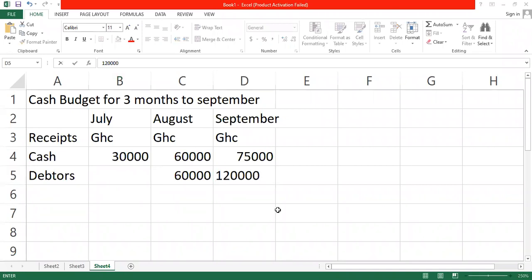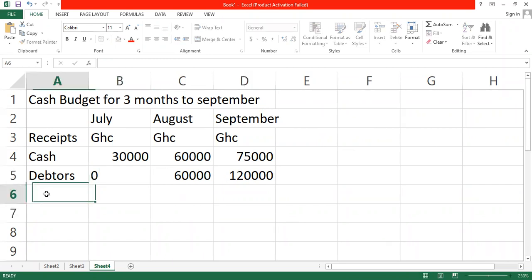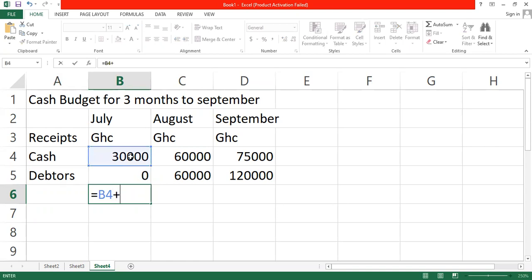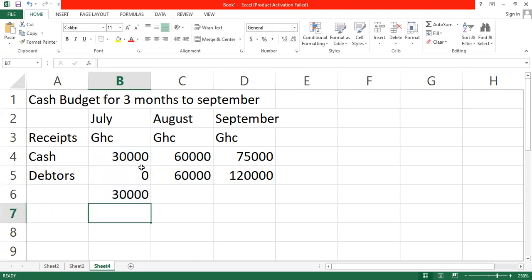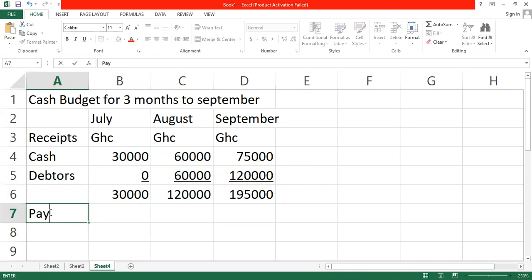They are asking us to do only July, August, September, so forget about that part. They are not asking you to do anything for October. So this one you can put a dash here, if you are using your book. But I'll put 0 there. So what will be the total receipt now? 30,000, 30,000, 30,000. Am I correct? Yes. So what I'll have is payments.